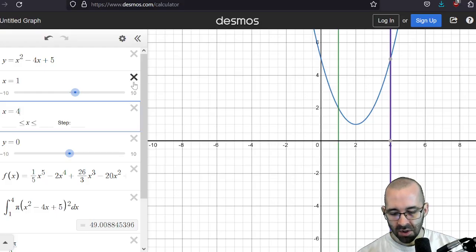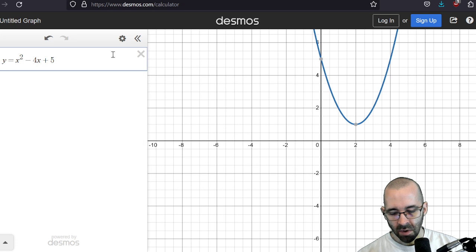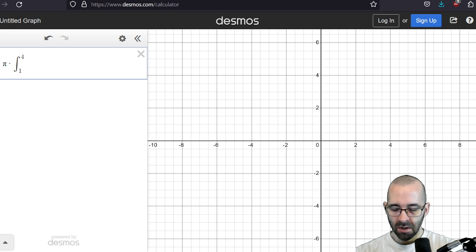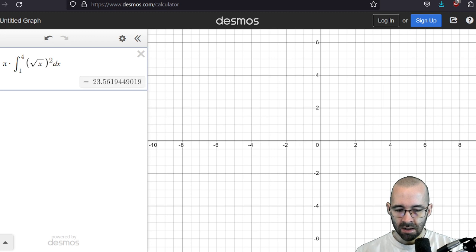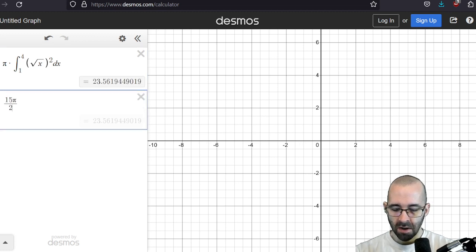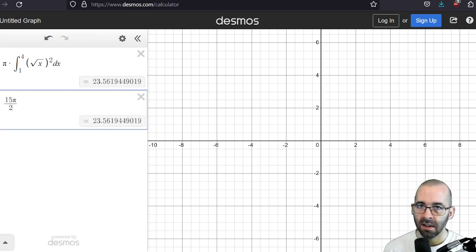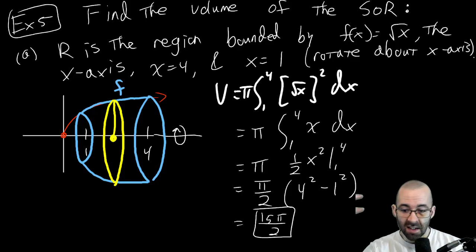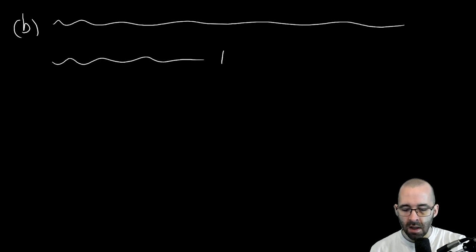Again, we can always double check in a lot of different ways. One of them is to do pi times the integral from 1 to 4 of the square root of x squared dx. Is that indeed 15 pi over 2? It is indeed 15 pi over 2. That's all there is to it. That's the disk method.